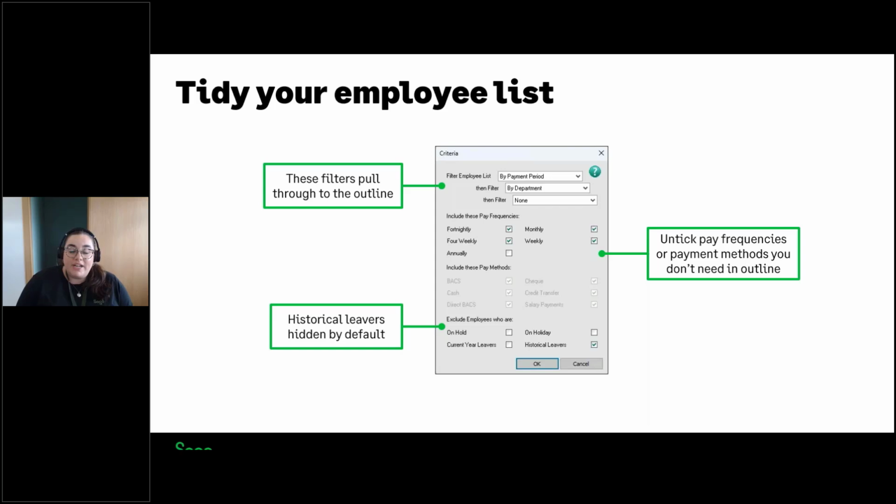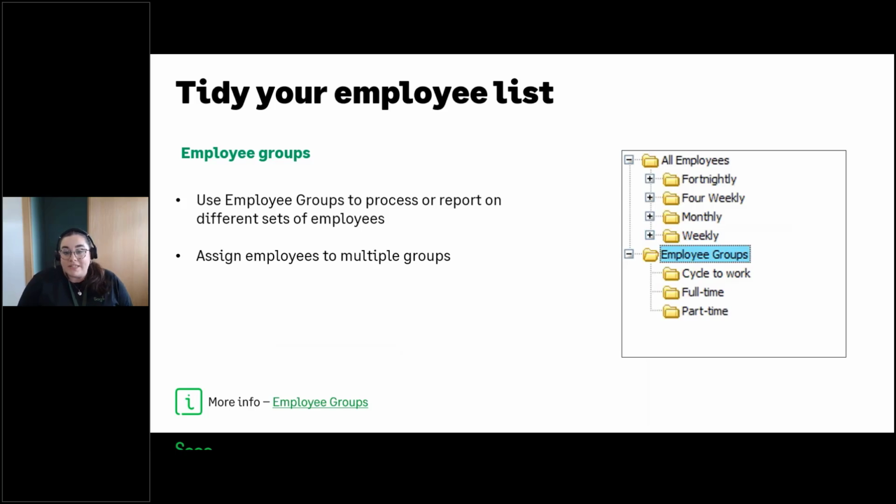Something else really handy to organise your employees in the outline is employee groups. These groups can be set up and used to process or report on different sets of employees, and you can decide which employees are in which groups. Key difference with these, compared to department or cost centres, is that with employee groups, if you need an employee in multiple groups, you absolutely can do that. So they can be assigned to multiple if you wish.